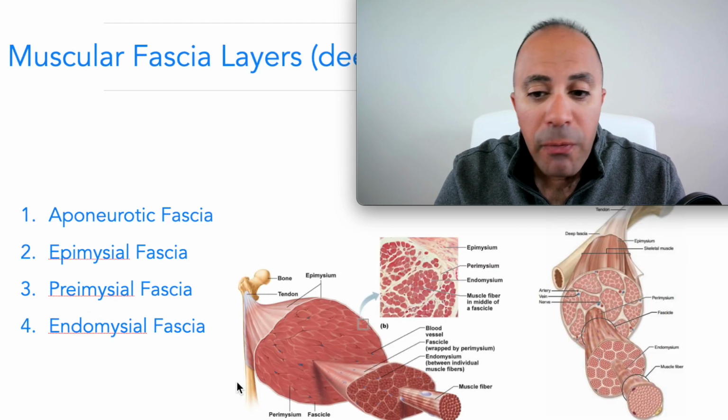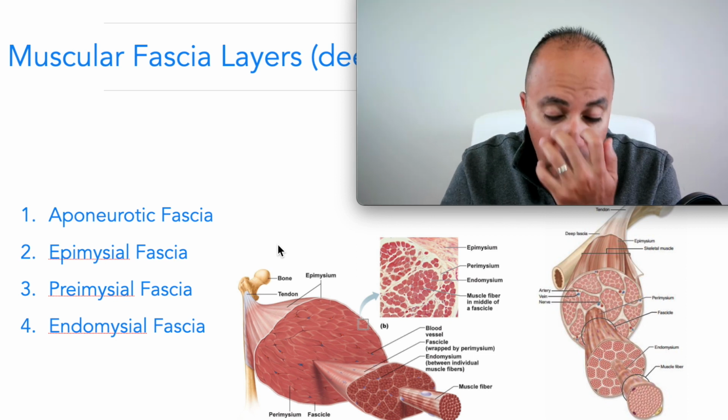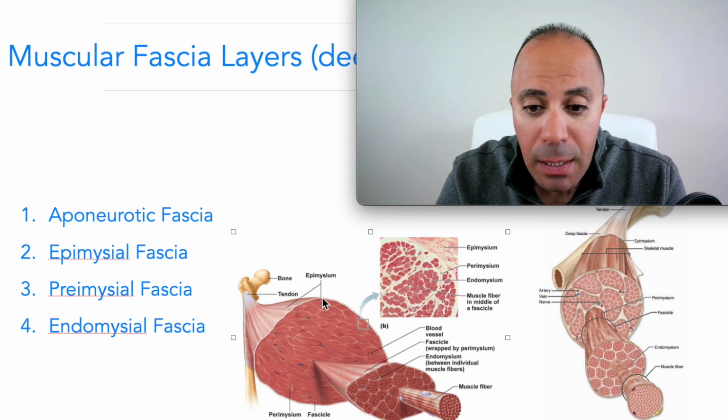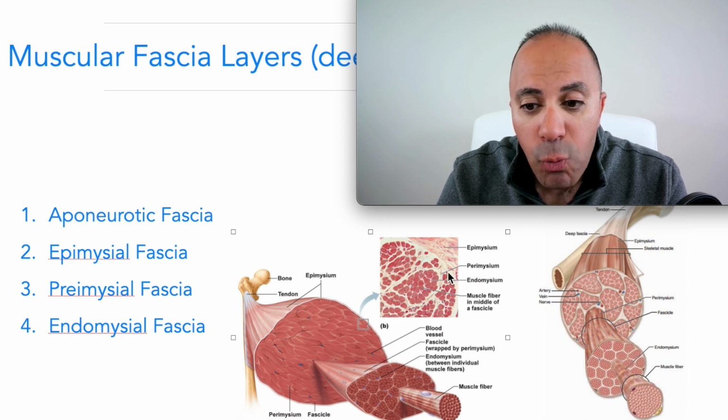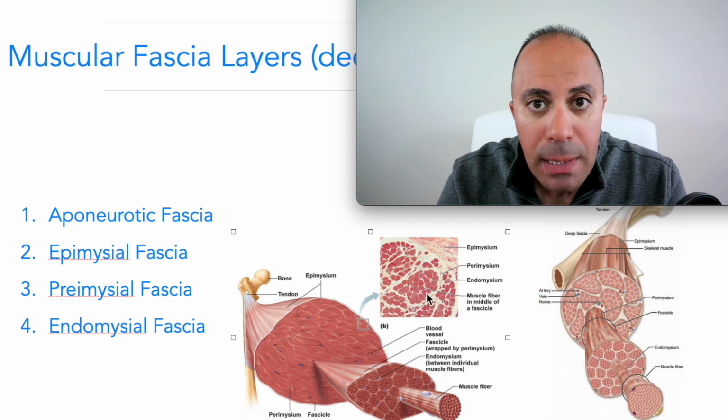So in the fascia system, the aponeurotic fascia is wrapping a group of muscles. Then we have the epimysium, and you can see it here, the epimysium wrapping each individual muscle. Then we have the perimysium wrapping a bundle of fibers in here. And then at the end, each individual fiber is wrapped with the endomysium.